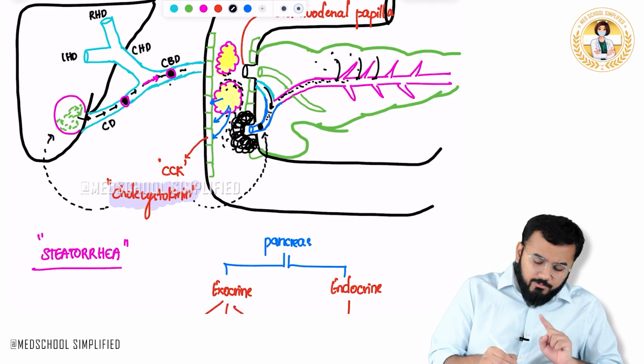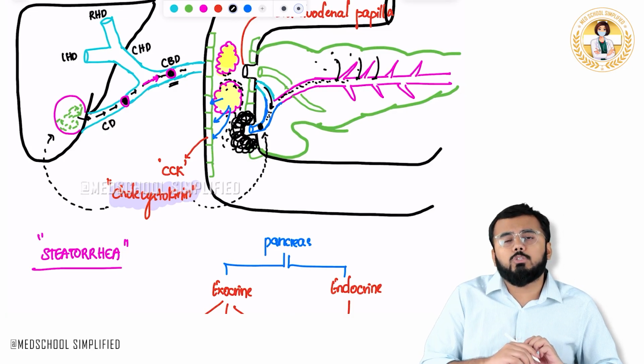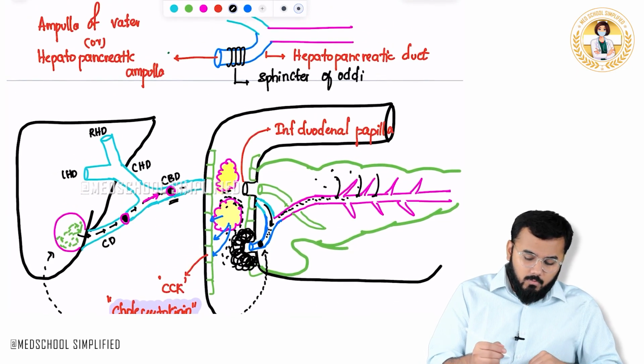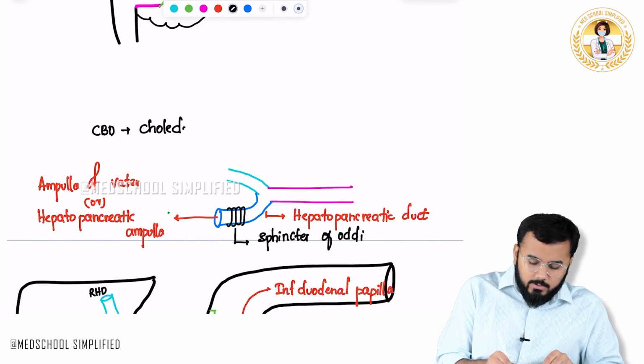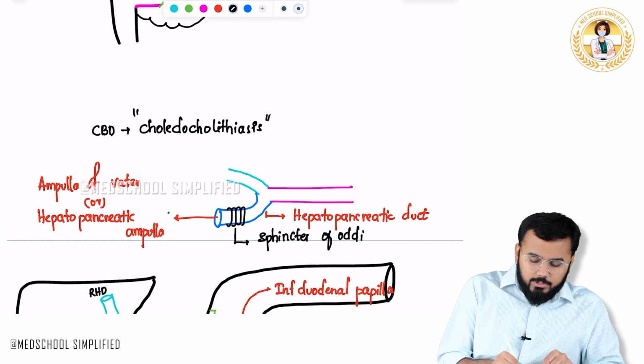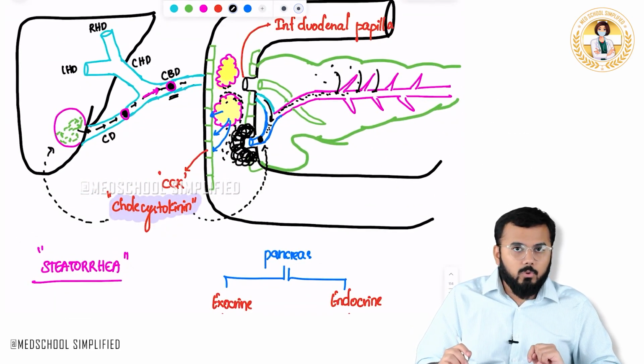Now, if the patient has a stone in the common bile duct, this condition you call choledocholithiasis. What do you call it? If there is a calculus or a stone in the common bile duct, you call this condition choledocholithiasis. So, this condition over here is called choledocholithiasis.